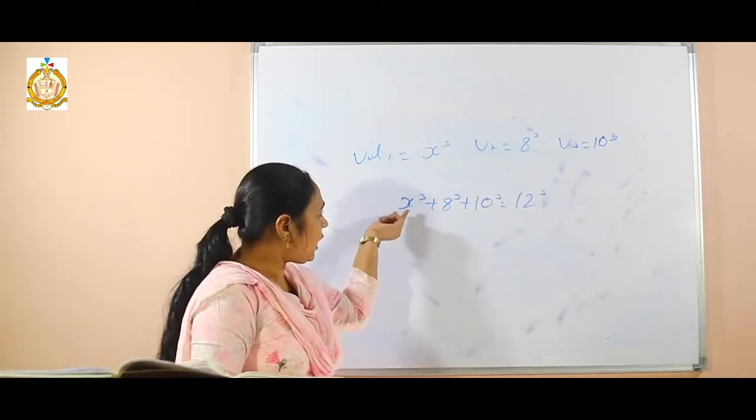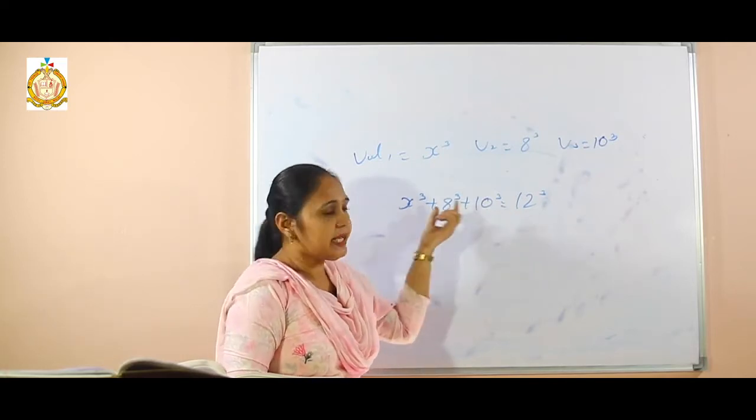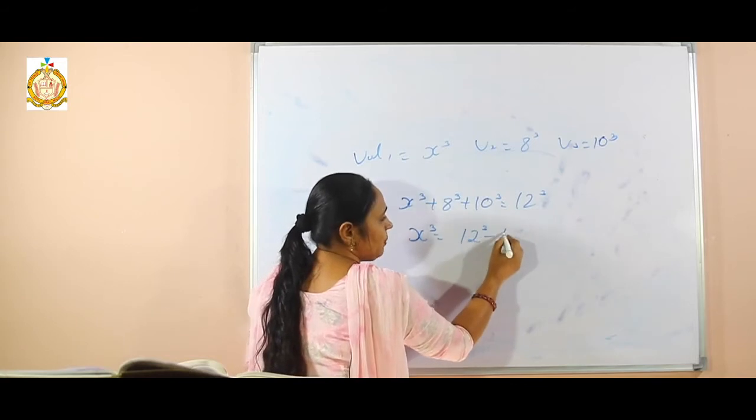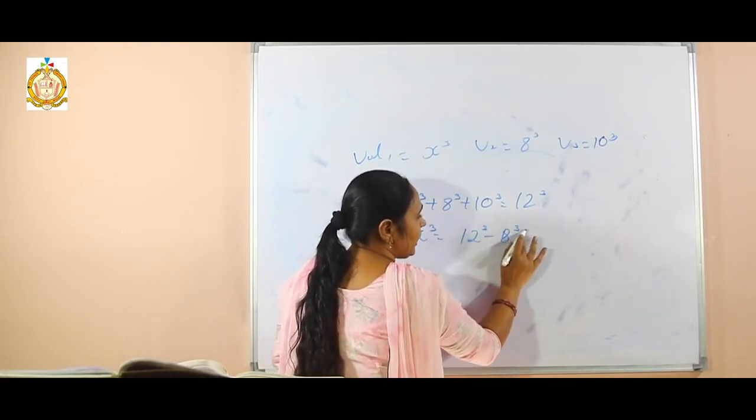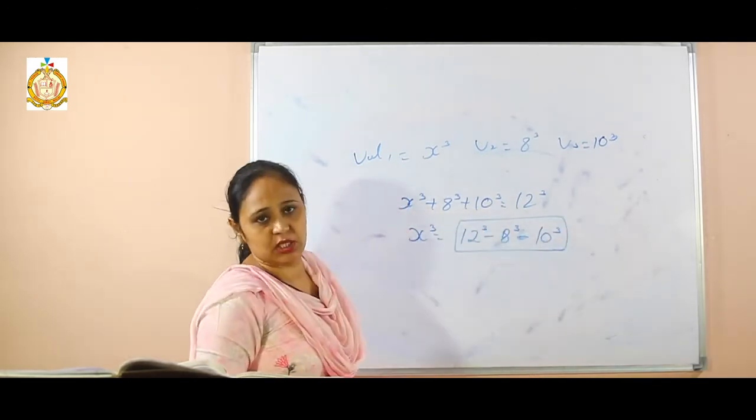Okay, now what to do? I want this edge. That means I first cube these numbers and find the x cube. Then x cube becomes 12 cube minus 8 cube. Then 10 also goes to that side, and I can solve by cubing it.